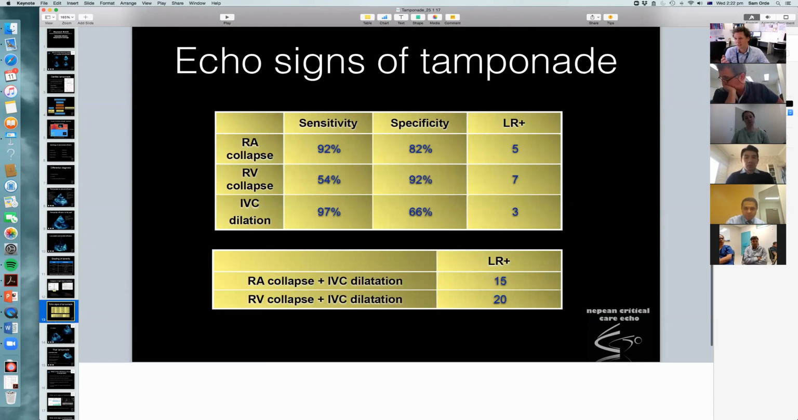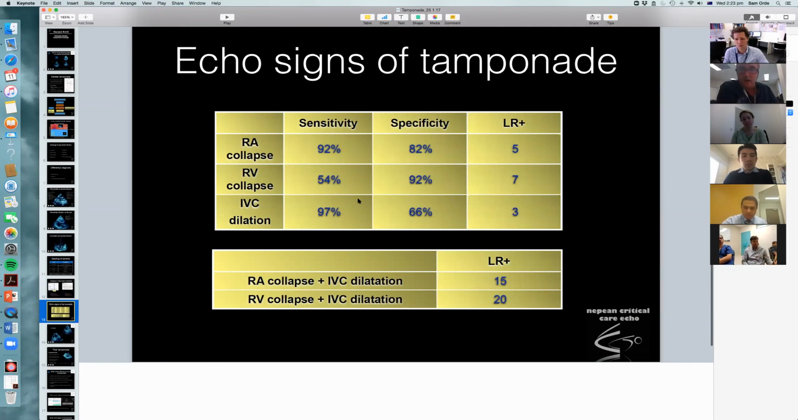Generally, we see that it's normally the right atrium that goes first, then the right ventricle, then the left atrium. They've got different sensitivity and specificity. And I'm sorry I don't have it on here, but if the left atrium is collapsing, normally that's quite a specific sign. So it can vary, but normally it's the right atrium first, then the right ventricle. I don't know if anyone has any other comments about that.